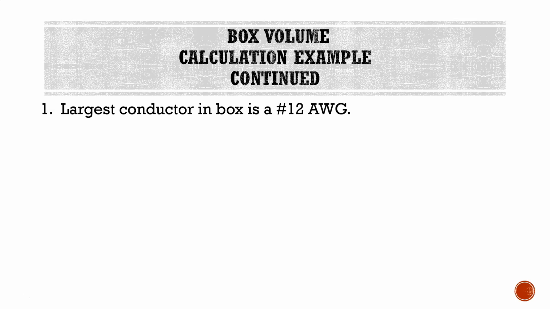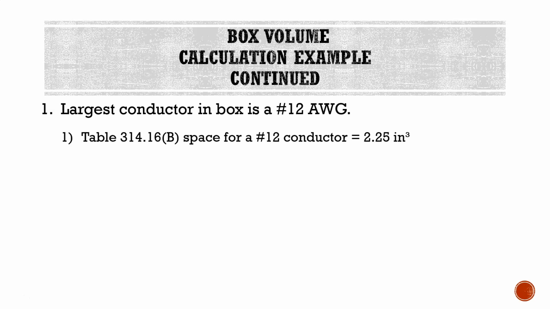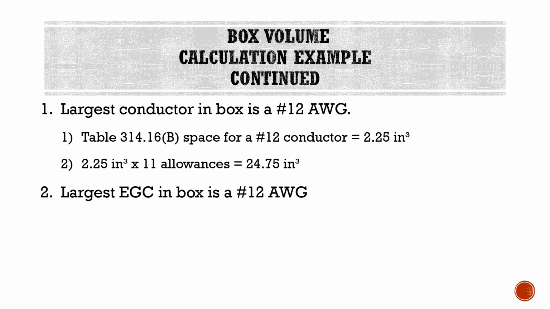Continuing on with this example, we see that the largest conductor in the box was a number 12 because we had two 14-2s and a 12-2. So going to table 314.16(B), the space for a number 12 conductor is 2.25 cubic inches. 2.25 cubic inches times 11 allowances equals a total cubic volume of 24.75 cubic inches.